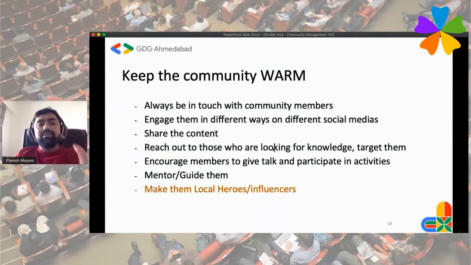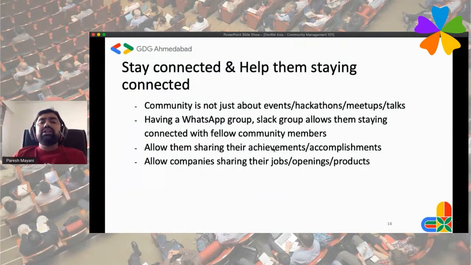You can make them influencers and heroes by highlighting their efforts in the community and getting them to the next level, maybe at the India level, maybe at the world level, maybe at your particular country level, right? Now, stay connected and help them in staying connected. Community is not just about hosting an event and then we go home and forget about everything, right? Rather, have one place, let's say Slack or maybe WhatsApp or maybe Telegram or any other application where you can form a group and allow them to interact with each other.